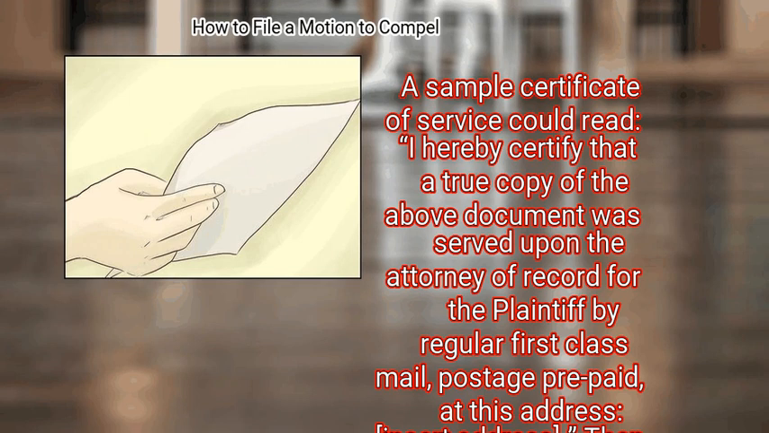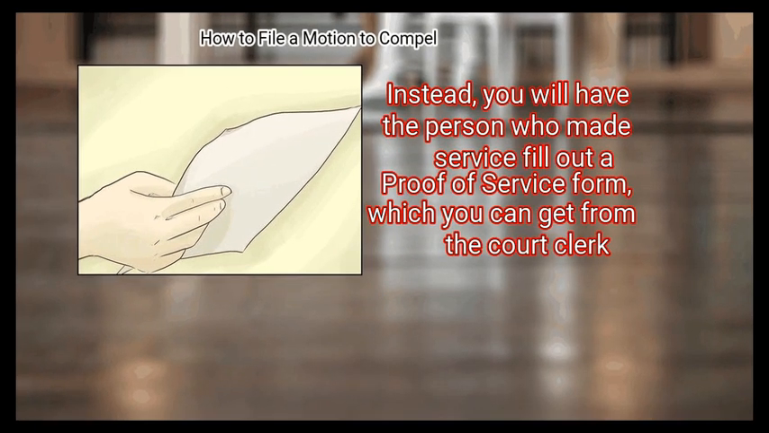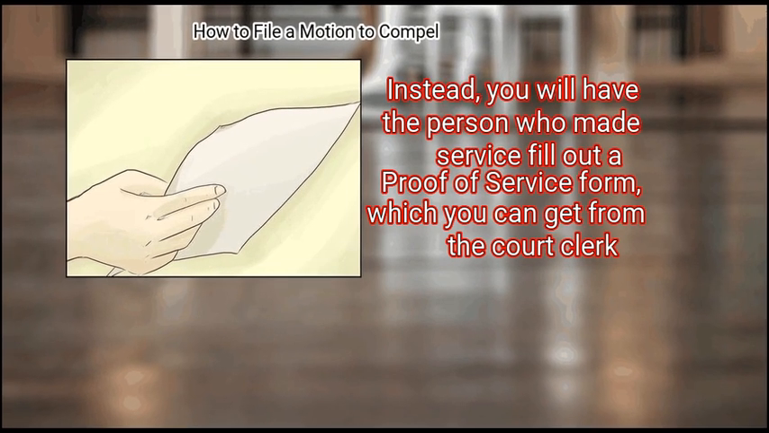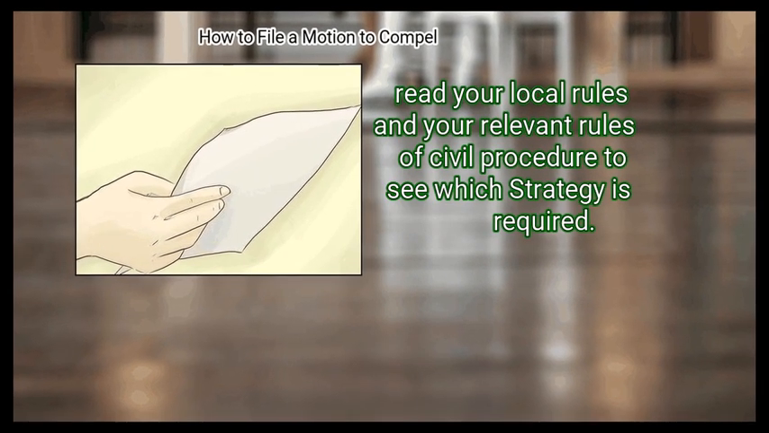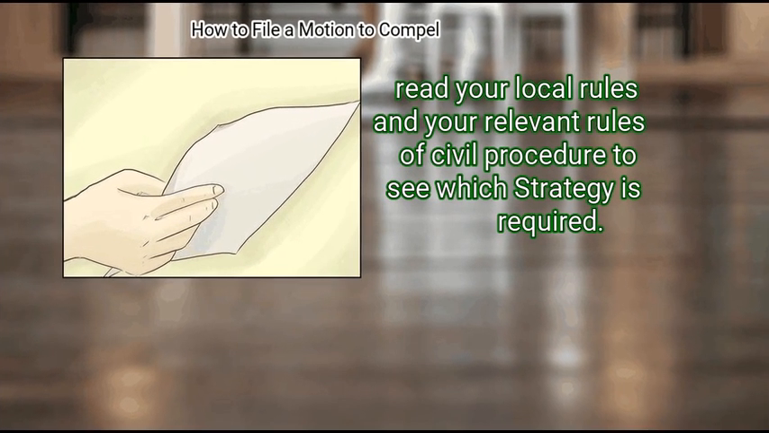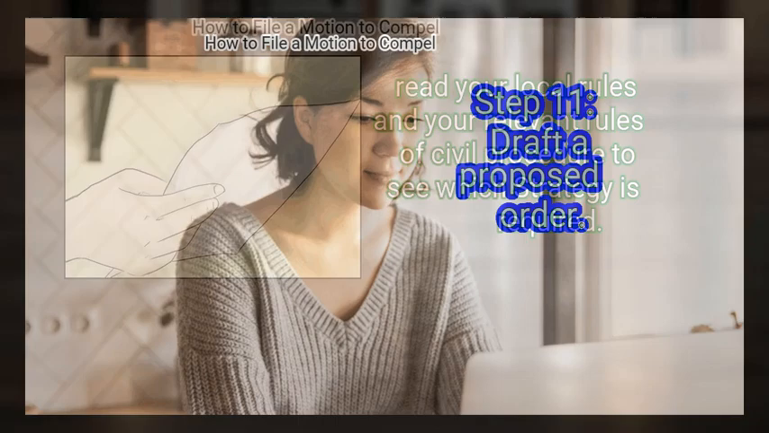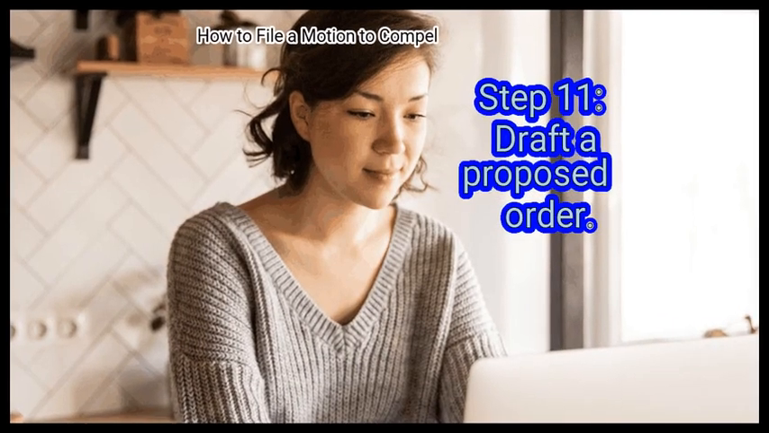In some courts, you might not include a certificate of service. Instead, you will have the person who made service fill out a proof of service form, which you can get from the court clerk. Read your local rules and your relevant rules of civil procedure to see which method is required. Step 11. Draft a proposed order.